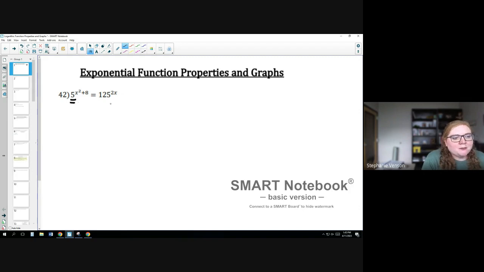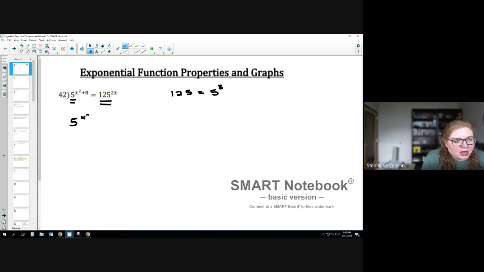So I can see that my bases are not the same right now. Right now I have a base of 5 on the left and a base of 125 on the right. But I know I can write those as the same base because 125 can be rewritten as 5 to the third power. 5 to the third power is 125. So I can rewrite it like this.